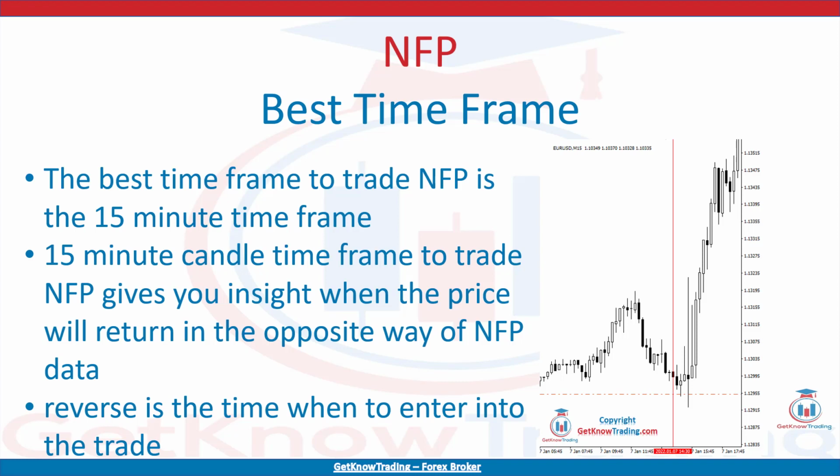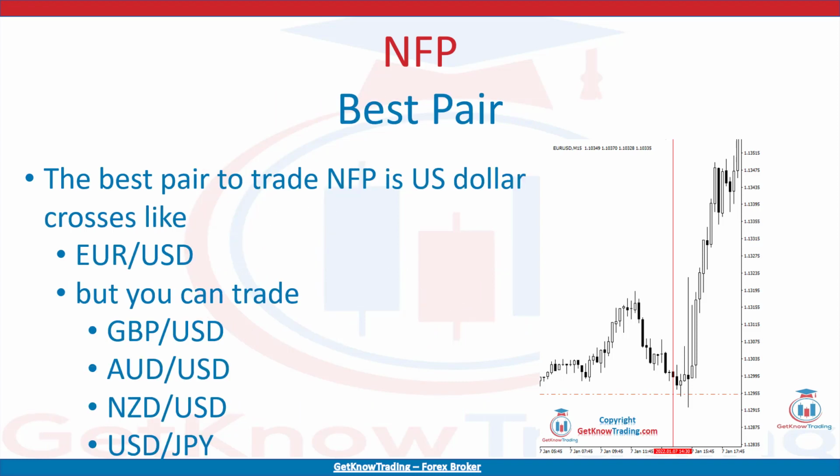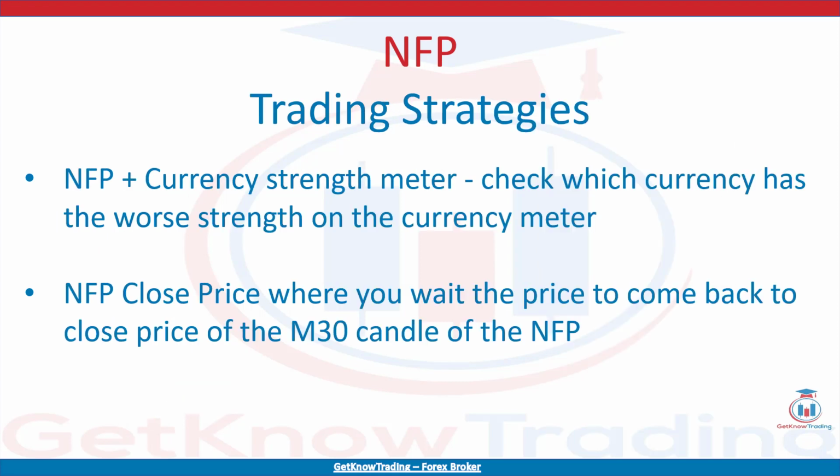What is the best pair to trade NFP? The best pairs to trade NFP are US dollar crosses, like Euro USD, but you can also trade GBP USD, Australian dollar USD, New Zealand dollar USD and USD Japanese yen. Euro USD is the best pair for NFP because it is the most traded currency pair on the Forex market and many traders are active during the NFP release. But sometimes there is another currency pair better for trading, and you can find out which one by checking the currency strength meter, which will tell you which currency is currently strong or weak, which you can use in trading against the US dollar.